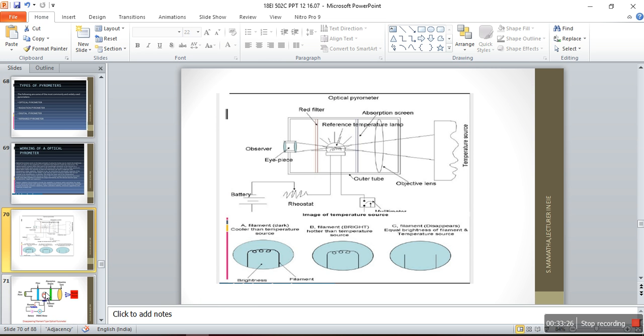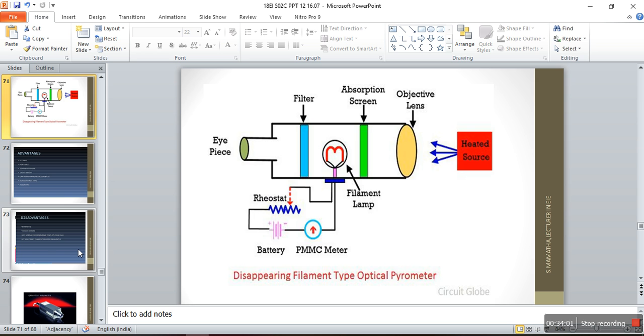Generally it depends on the optical pyrometer, specifically the disappearing filament type of optical pyrometer. The radiation comes in from the eyepiece side, and the observer watches the filament of the lamp. When the filament brightness and the hot body brightness are equal, the filament will disappear. At that time, the current flowing through the rheostat will be the indication of the temperature. That's about the temperature measurement.